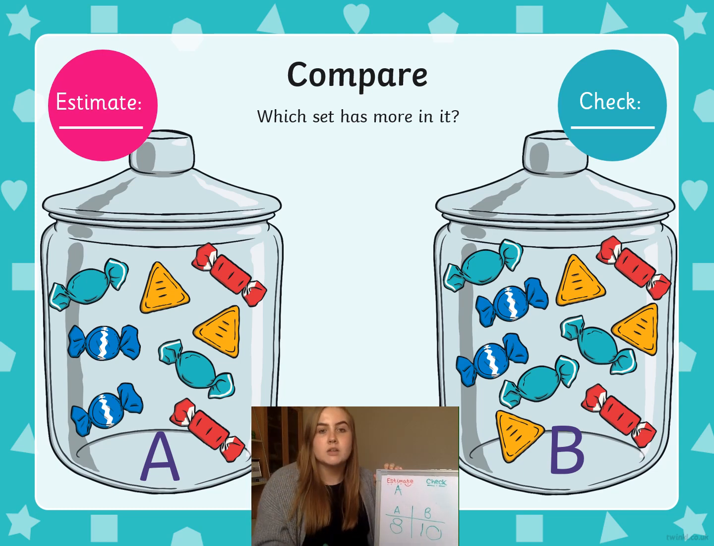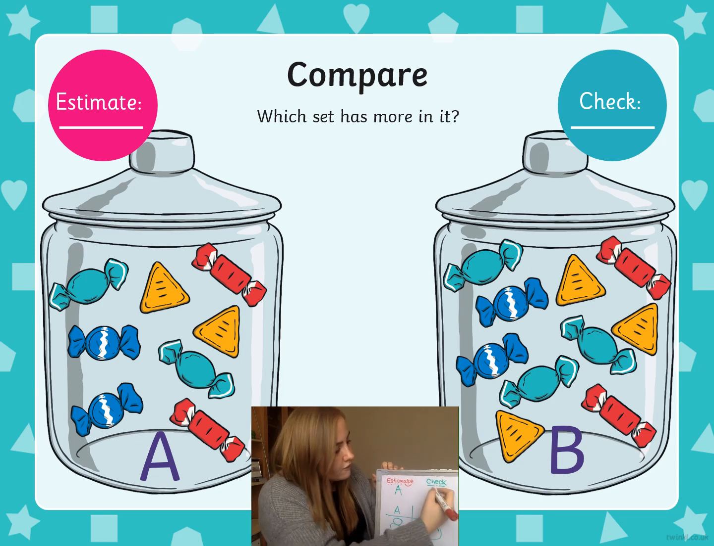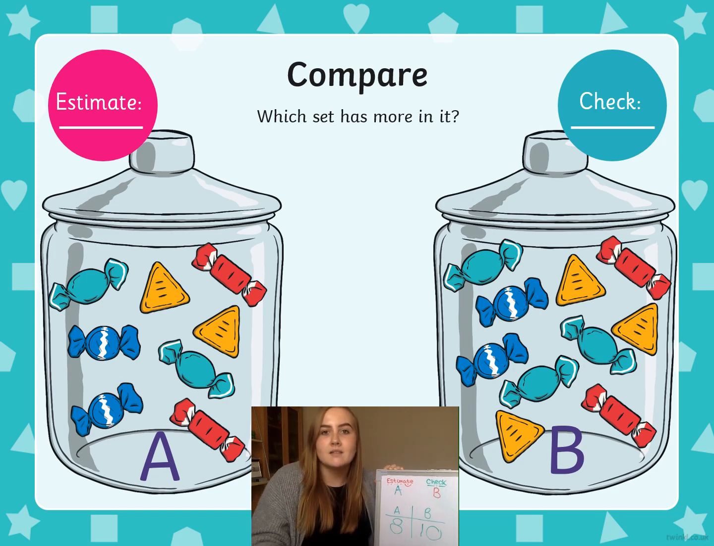So was my estimation right? Did I say jar A or jar B has more in it? I said jar A, but in fact there was more in jar B. So my estimation was wrong.